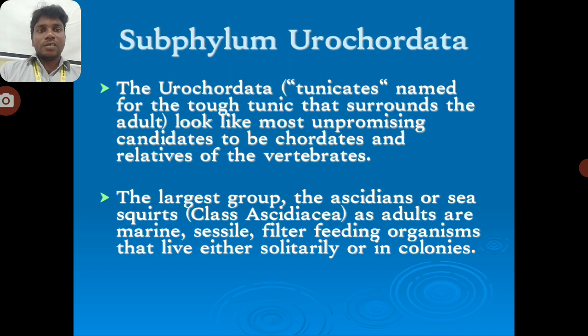Subphylum Urochordata. The Urochordata, tunicates, named for a tough tunic that surrounds the adult, look like most unpromising candidates to be chordates and relatives of vertebrates. The largest group are the ascidians or sea squirts, whose adults are marine, sessile, filter-feeding organisms that live either solitarily or in colonies.